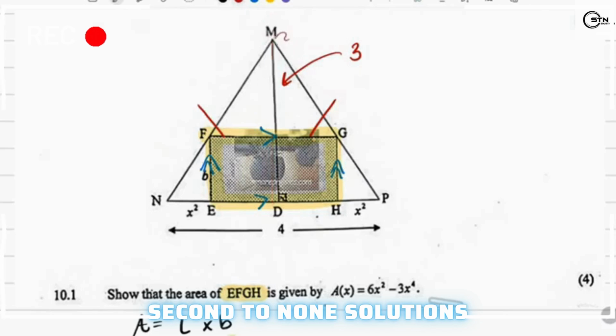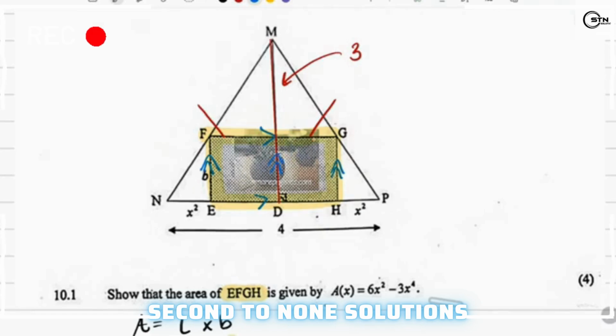Now here's the thing about this line MD. It is a vertical line. We know it's a vertical line because it is perpendicular to our base, right? And our base is part of a line with a rectangle. A rectangle is made up of a vertical and a horizontal line. So this is a horizontal line, so this is vertical. Because it's vertical and these ones are vertical, they're all parallel.